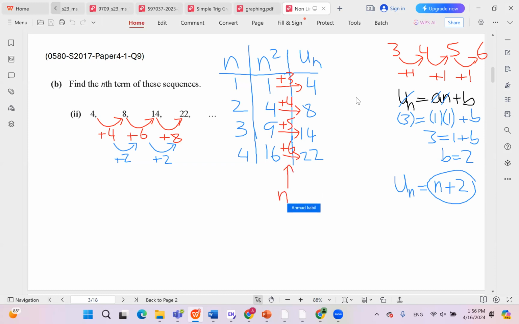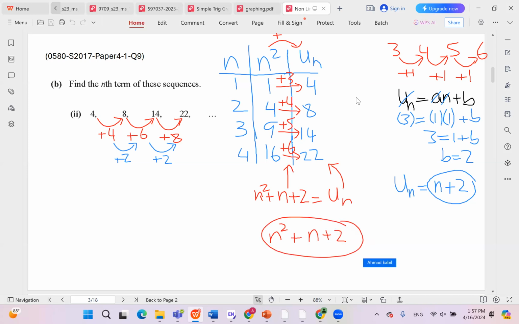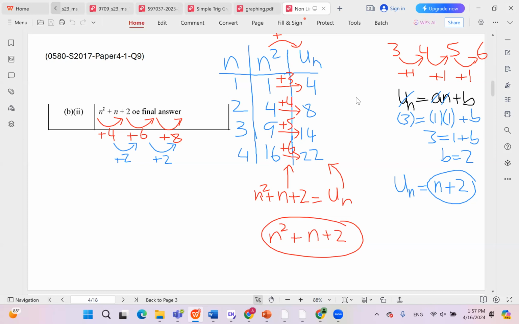So this is here n plus 2. And we understand that n squared plus this sequence gives us our sequence. So therefore, n squared plus n plus 2 gives us the sequence un, which is what we're trying to figure out. So therefore, our final answer is n squared plus n plus 2. And this is the correct answer here.